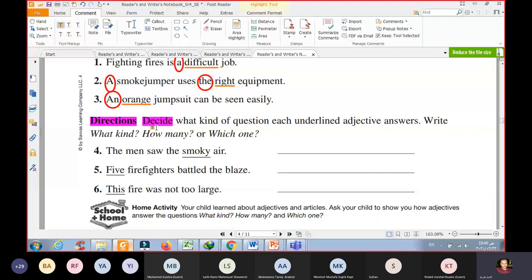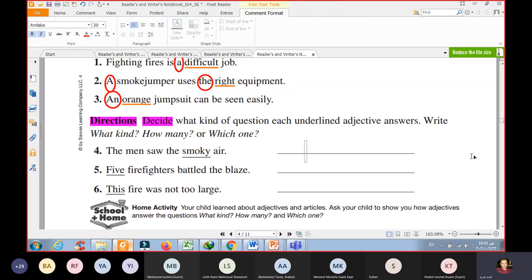Okay. Directions: decide what kind of question each underlined adjective answers. Write what kind, how many, or which one. Number four, let's choose Sam or Basha. Yes, teacher. Go on, Sam. Just read and then we are going to talk. The smoky air. Smoky here is the adjective. Do you think it's talking about kind or number? Or which one? I think it's talking about what kind. Yeah, about kind.